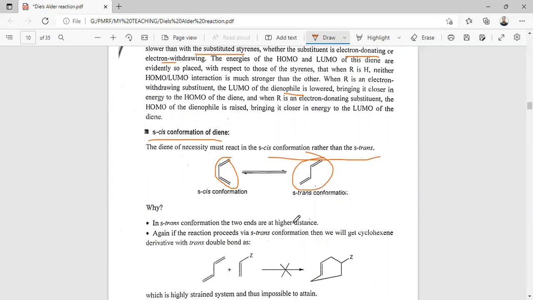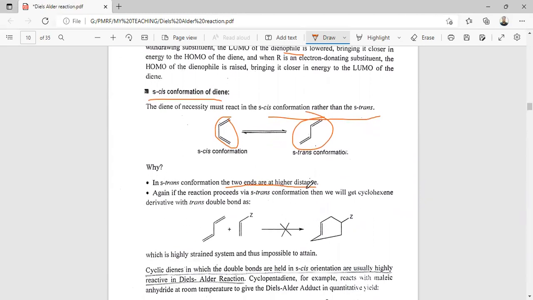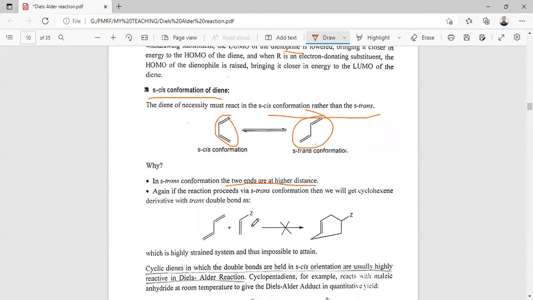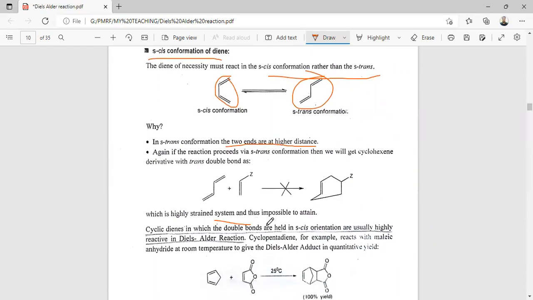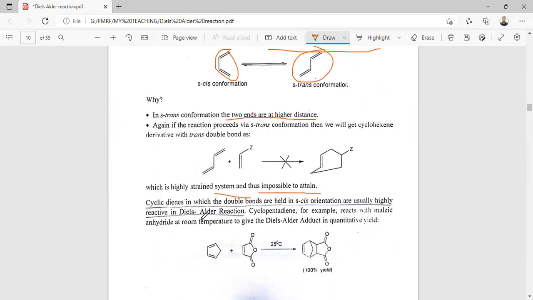In the S-trans configuration, the two ends are farther apart in distance. Again, if the reaction proceeded via the S-trans conformation, we would get a cyclohexene derivative with a trans double bond, which is a highly strained system and thus impossible to attain. Cyclic dienes in which the double bonds are held in the S-cis configuration are usually highly reactive in the Diels-Alder reaction. Cyclopentadiene, for example, reacts with maleic anhydride at room temperature to give this Diels-Alder adduct.